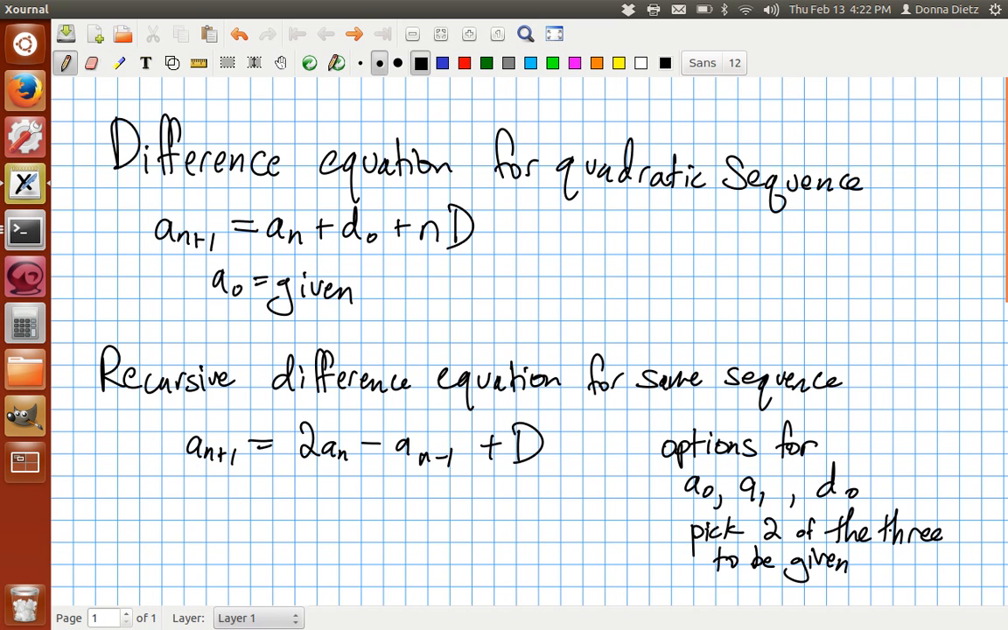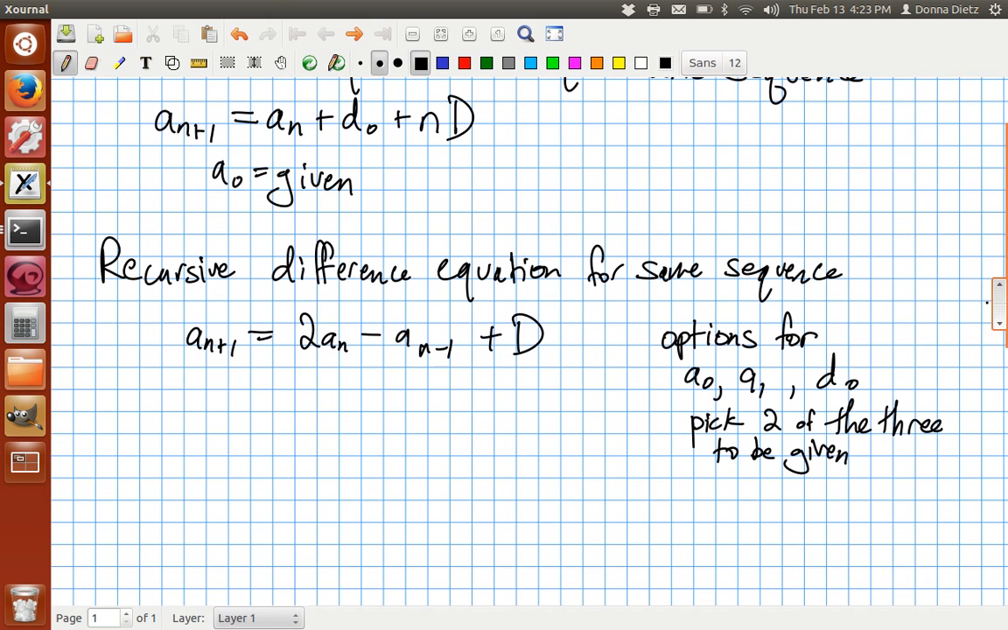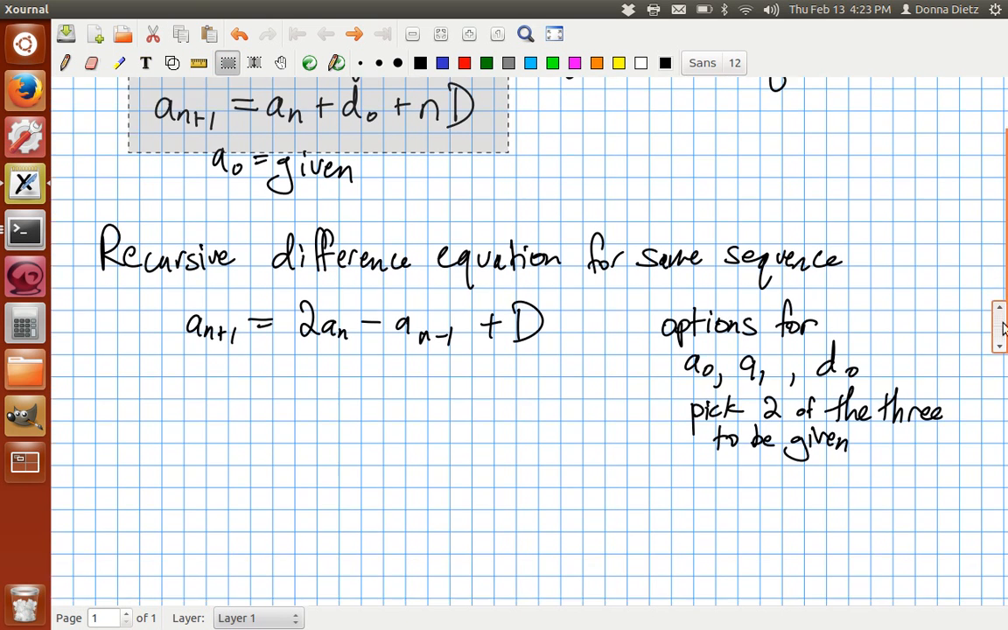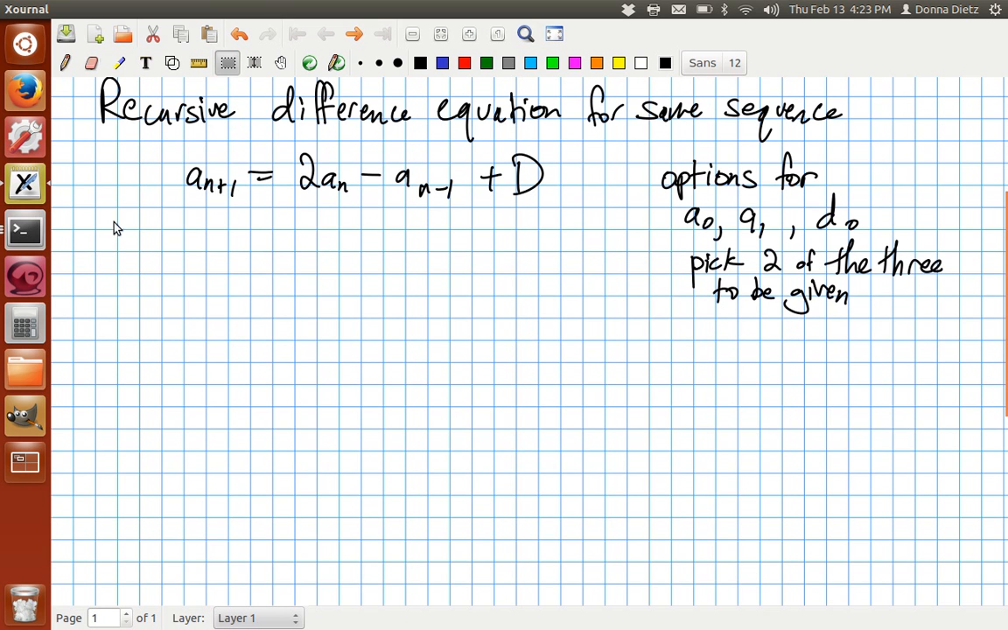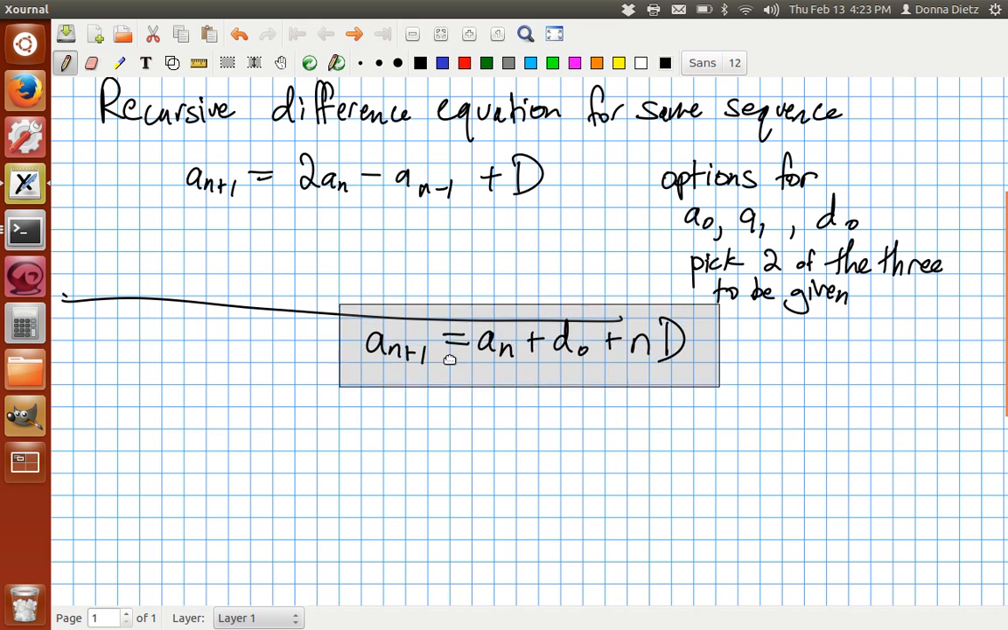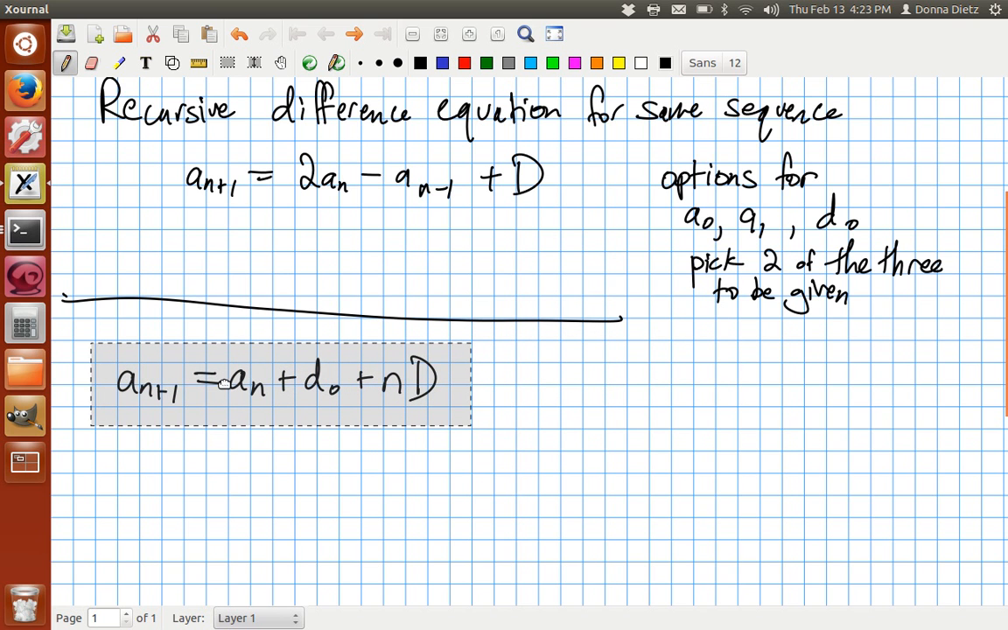So why does this formula work? How does it work? How is it true? Well, it's actually not so hard to get the recursive difference equation from the original difference equation. Let me show you. We're going to start off with this original difference equation. Let's copy it. There it is. And what we're going to do is replace n with n minus 1.